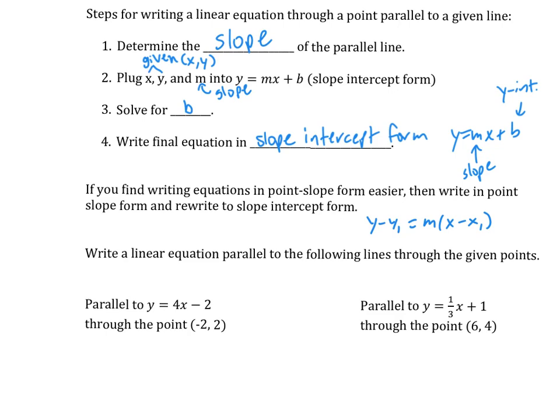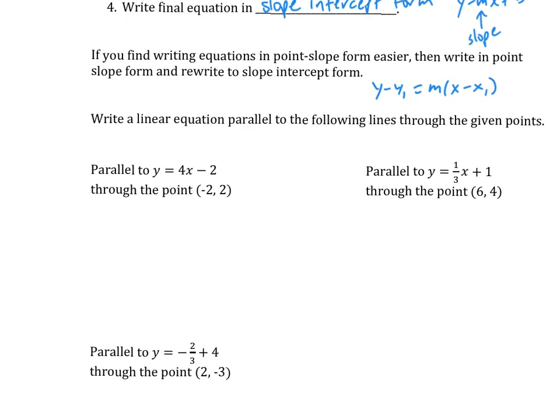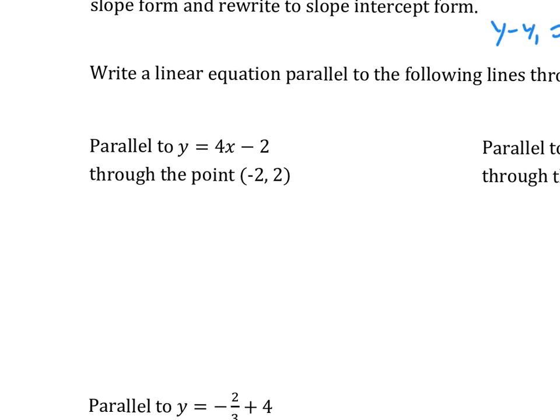Now let's look at a couple examples. We are going to write a linear equation parallel to the following lines through the given points. We want it to be parallel to this line, which means we need to find the slope. In this case our slope is 4, so that's really the only thing we need to worry about with this line. We need to find the slope, and we know that that's going to be m equals 4.